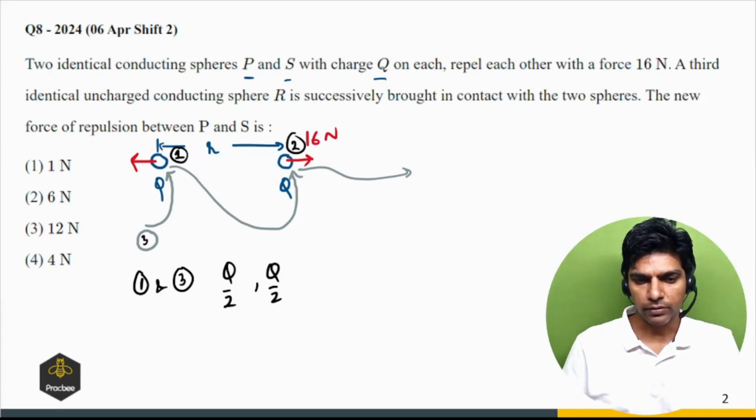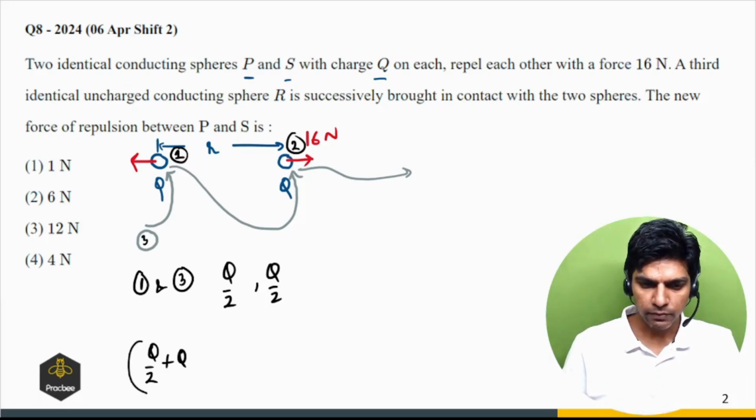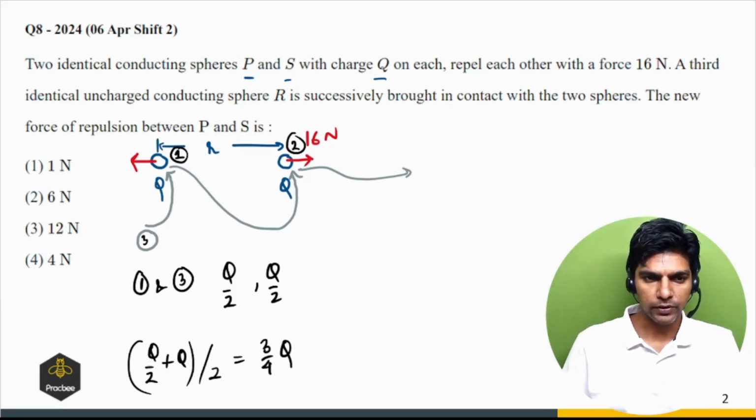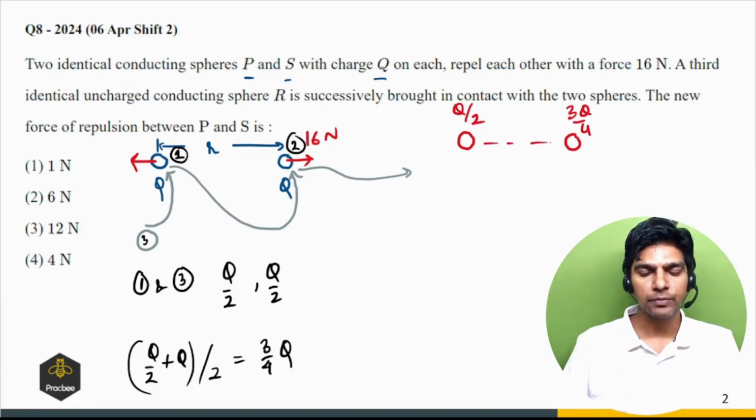Now we are touching sphere 3 and sphere 2, so the total charge of the system is q by 2 plus q, and this charge will be equally divided on both the spheres, divided by 2, so that will be 3 by 4 q. So if I show the final charges on sphere 1 and 2, on this sphere it will be q by 2, on the second sphere it will be 3q by 4, and we are not changing the distance between them.